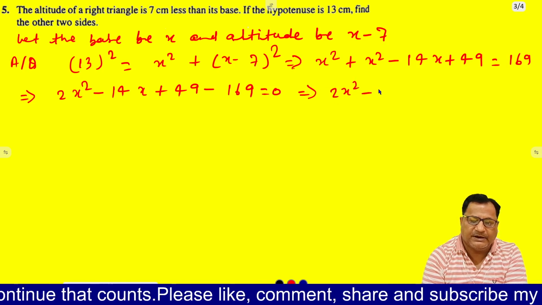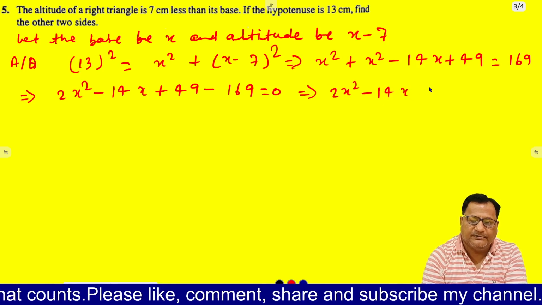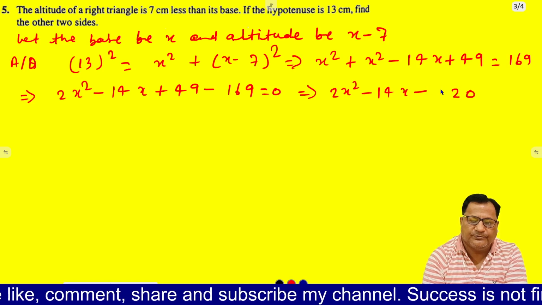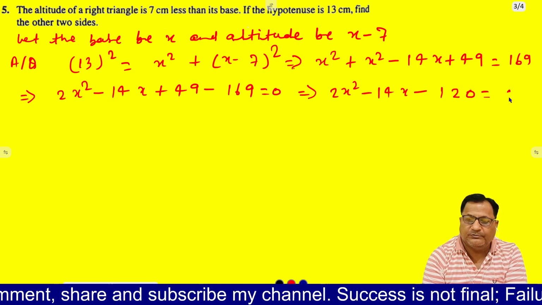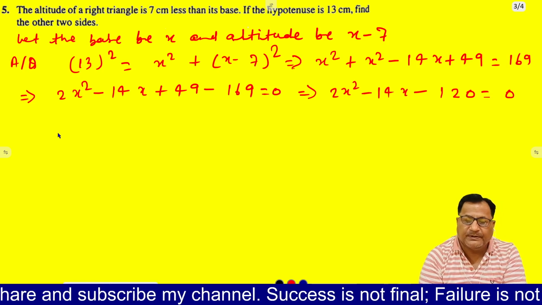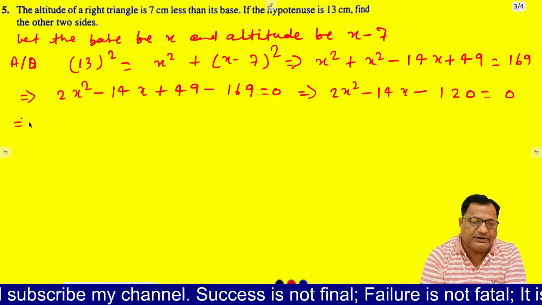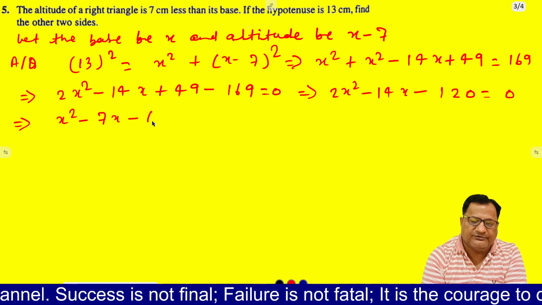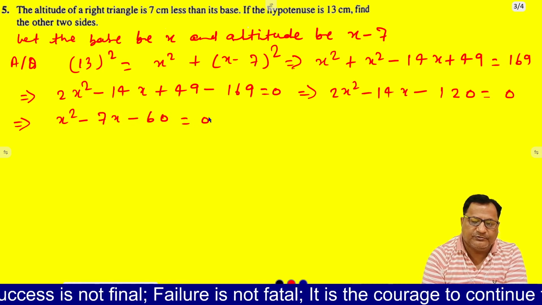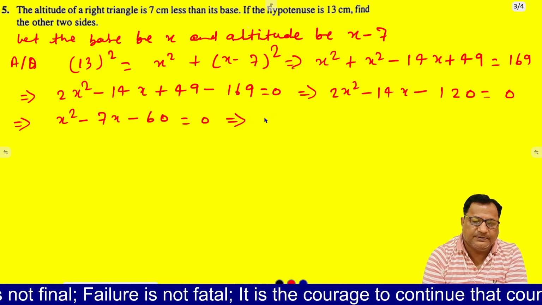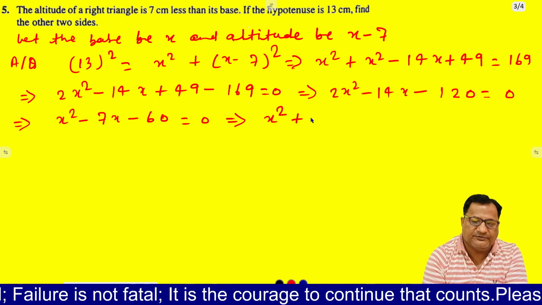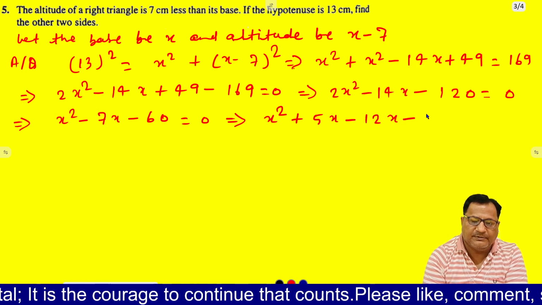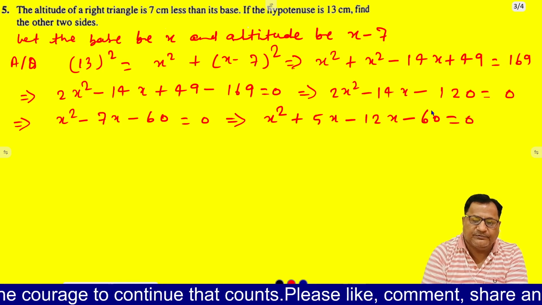2x square minus 14x minus 120 is equal to 0. Now we will divide both sides by 2, then it will be x square minus 7x minus 60 is equal to 0. If you split the middle term, then x square plus 5x minus 12x minus 60 is equal to 0.